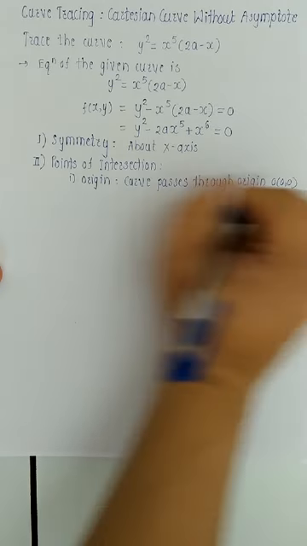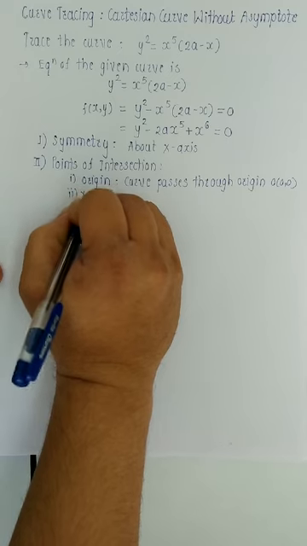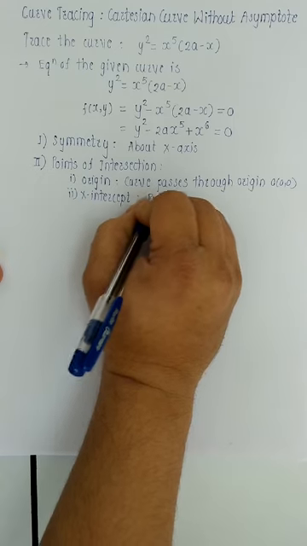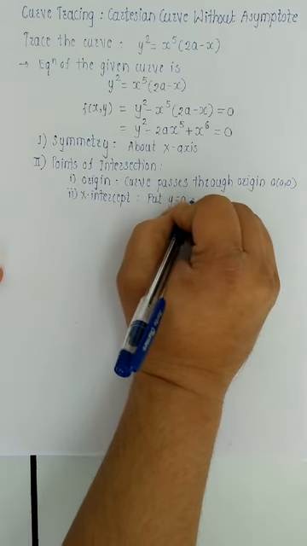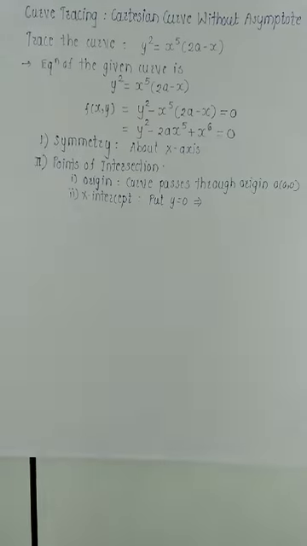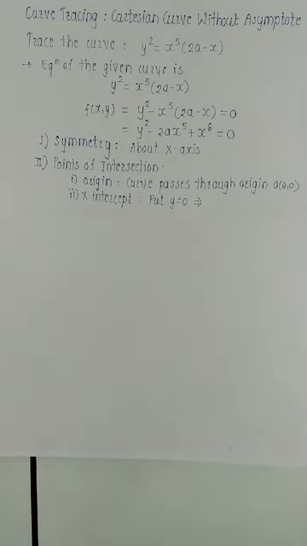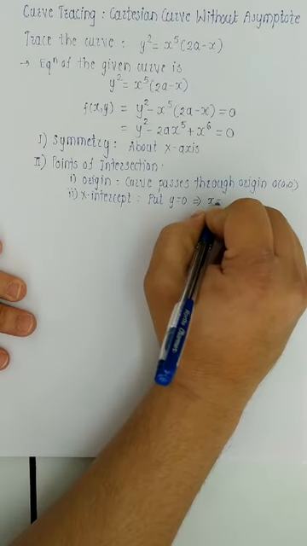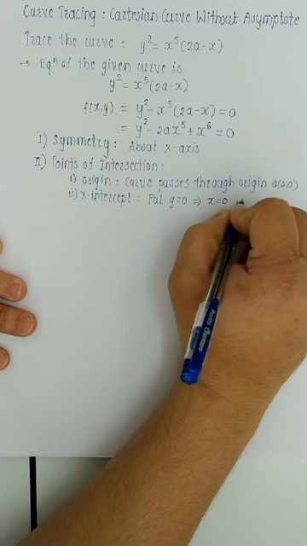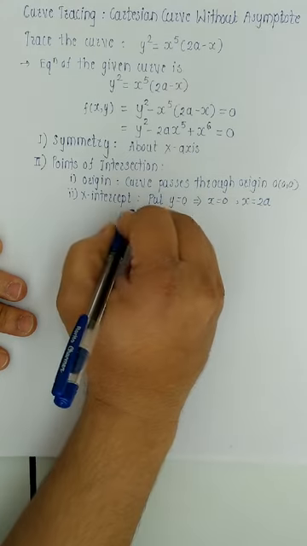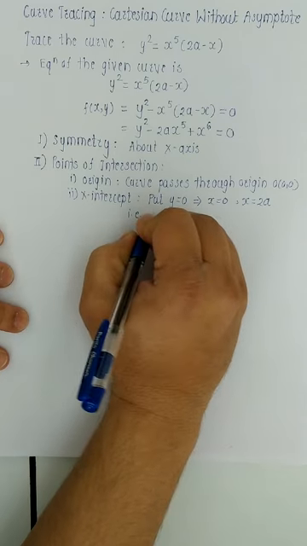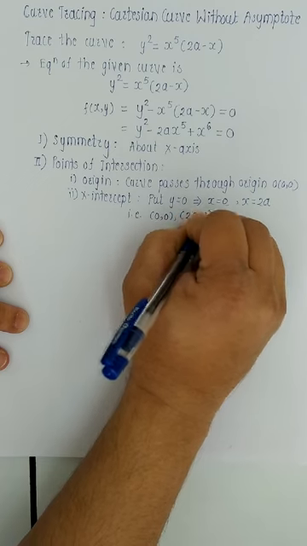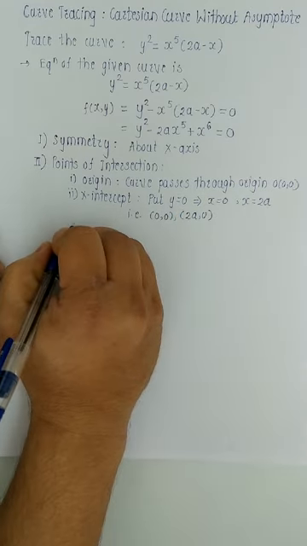O, 0, 0. Second, the x-intercept, for which we need to put y equal to 0. That will give us the values of x as x equal to 0, x equal to 2a. When we form the ordered pairs, we get the points 0, 0 and 2a, 0, which are the 2 points of intersection.